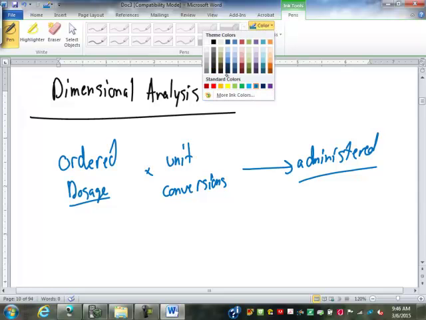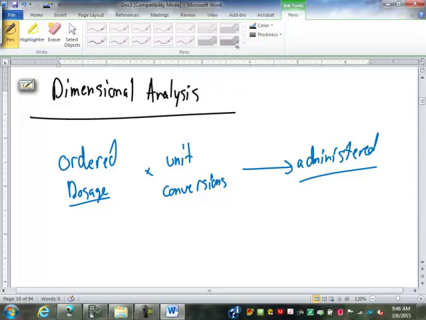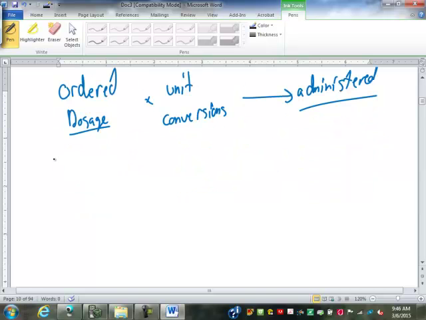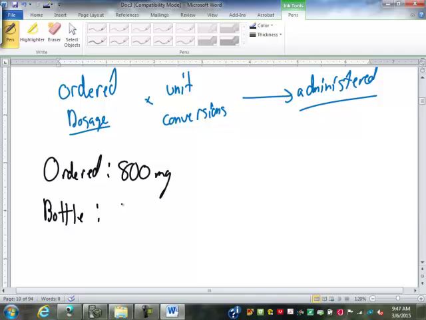The thing I like the most about dimensional analysis is you don't need to really know anything about the medications you're dealing with. It's all set up by the units. Let me show you what I mean. Let's go back to our first example. Ordered 800 milligrams of a medication. On the bottle, there's 200 milligram tablets.